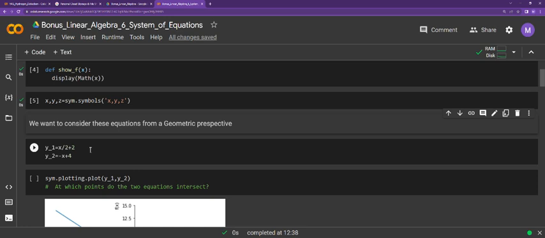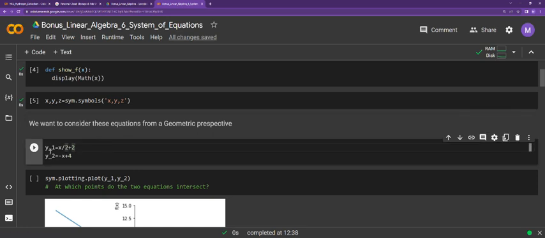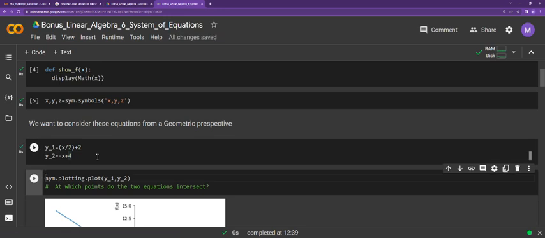So let's consider these two formulas. y1 equals x divided by 2 multiplied by 2. Of course that would be fine as well because the division occurs first, but just for the sake of simplicity, I'm going to define these two equations: y sub 1 equals x divided by 2 plus 2, and y sub 2 is minus x plus 4. Okay, so we have these two formulas.